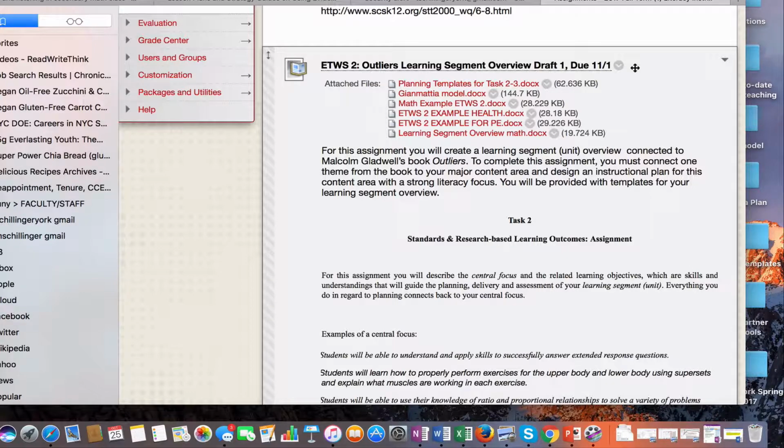And notice that it's draft 1 because you aren't going to be graded on this until I've had a chance to look at it, score it, and give you some feedback. And then you'll do it again for a second draft.